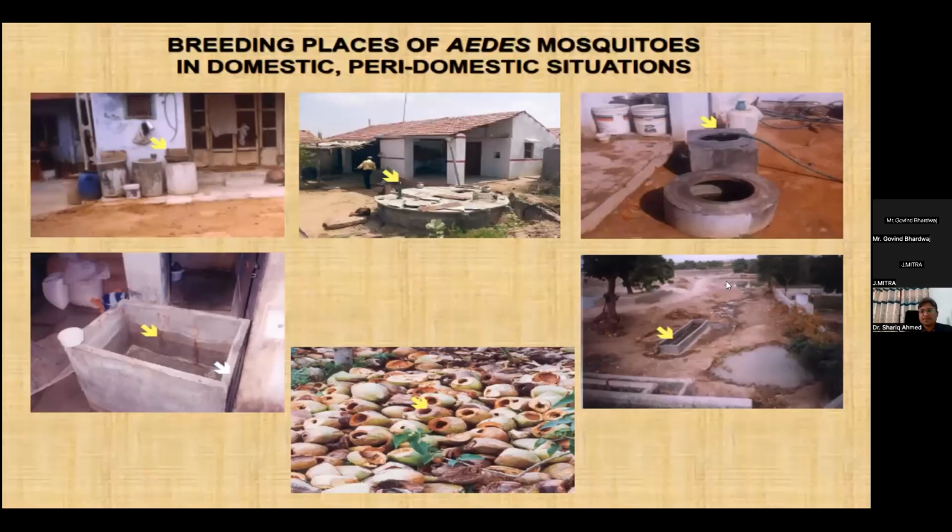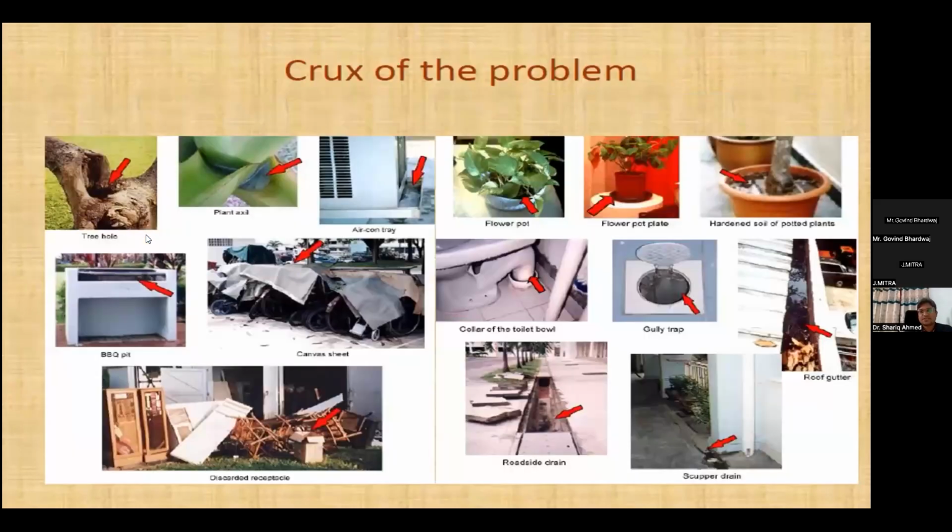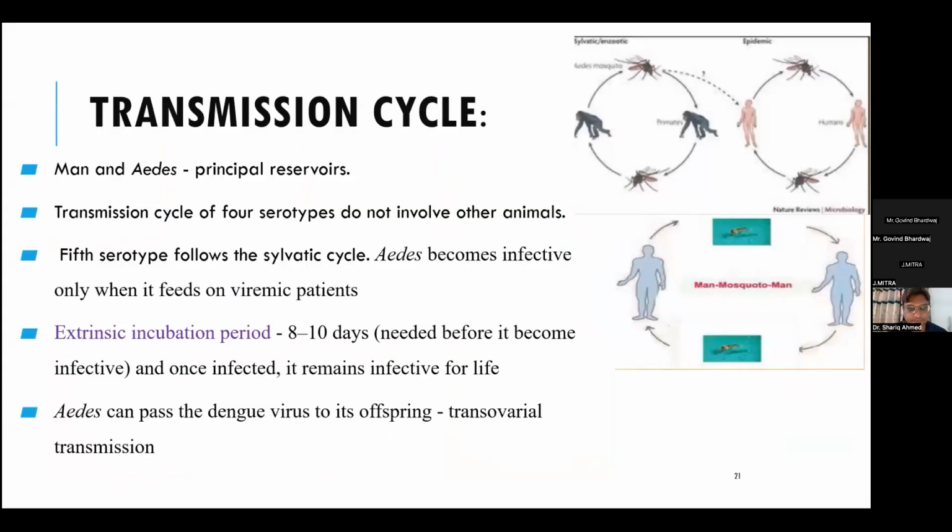So these are all the places where these mosquito larvae breed. We should check these places and not let water accumulate in these conditions.